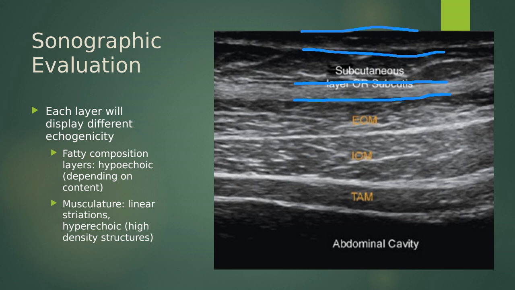So this is going to tell us that we're not directly midline because we're not seeing rectus abdominis. We're out to the side, and that's why we're getting our obliques here. So that's the border of our external oblique. That's the border of our internal oblique. That is the border of our transverse abdominis. And everything underneath here is going to be our peritoneal cavity.